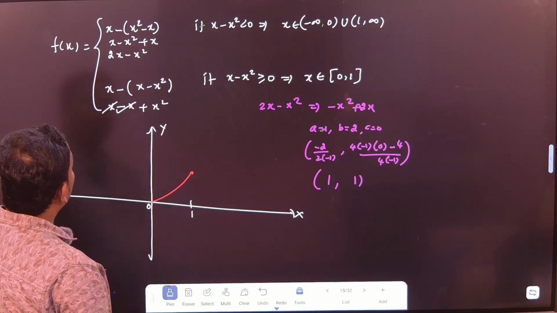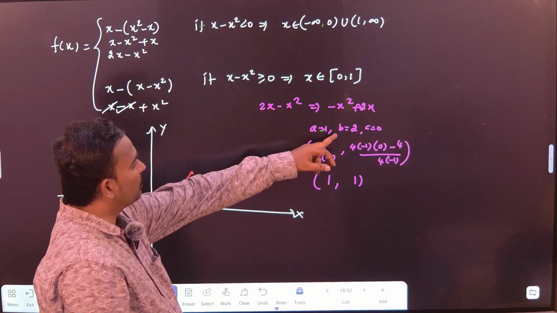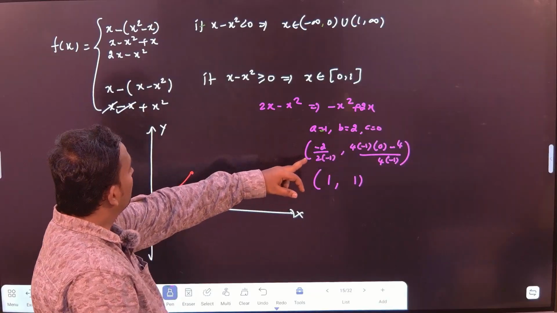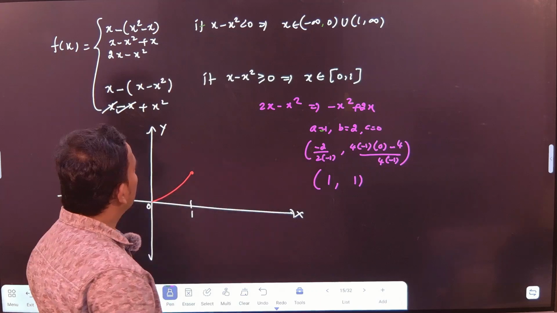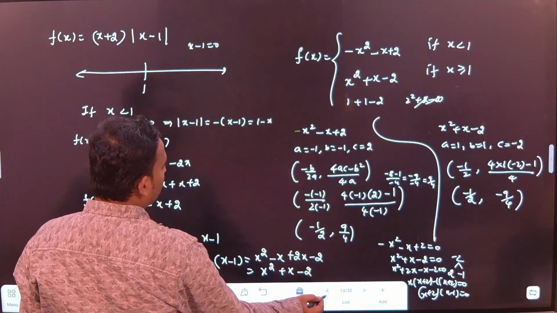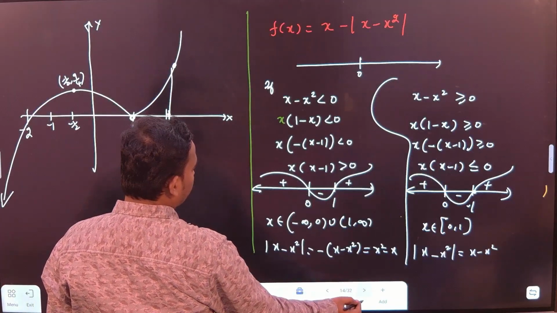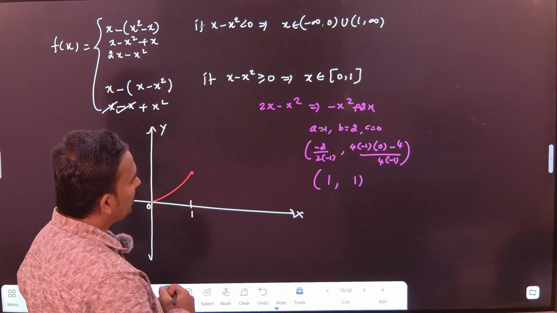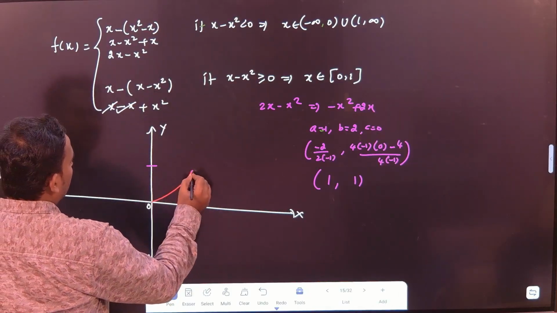You can check it properly. So in the graph you can see A is minus 1, B is 2 and C is 0, right? Minus B by 2A, minus D by 4A, correct. So 1 and here is minus 4 by minus 4, it's correct only, 1 comma 1. So 1 here is 1.